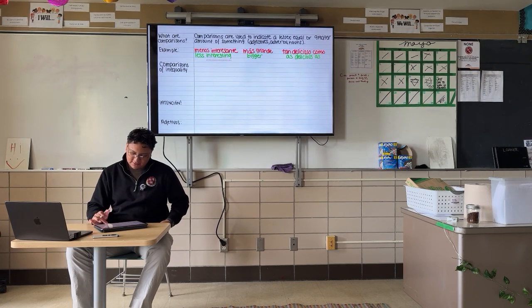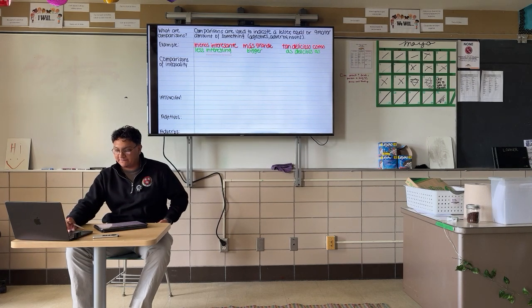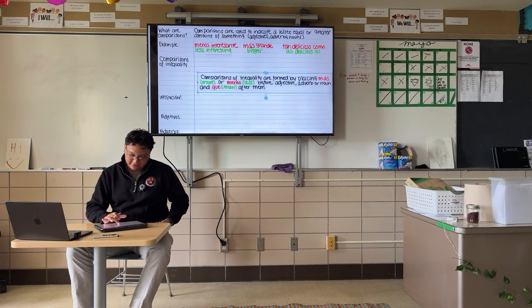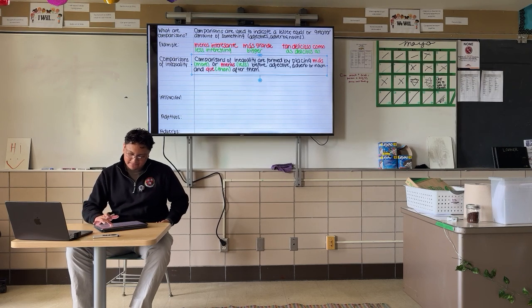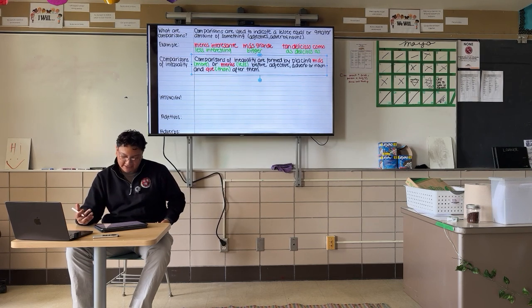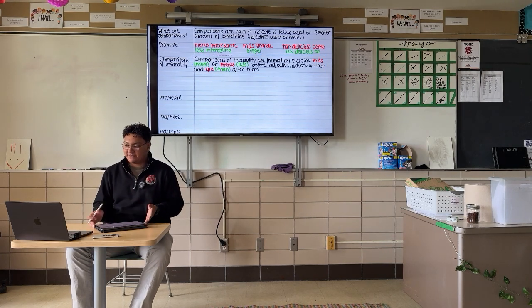So let's focus from right now on comparisons of inequality. Comparisons of inequality are formed by placing the word más, or more in this case, or menos to indicate less, before the adjective, the adverb, or the verb, or the noun, and que, in this case, then, after them, right?